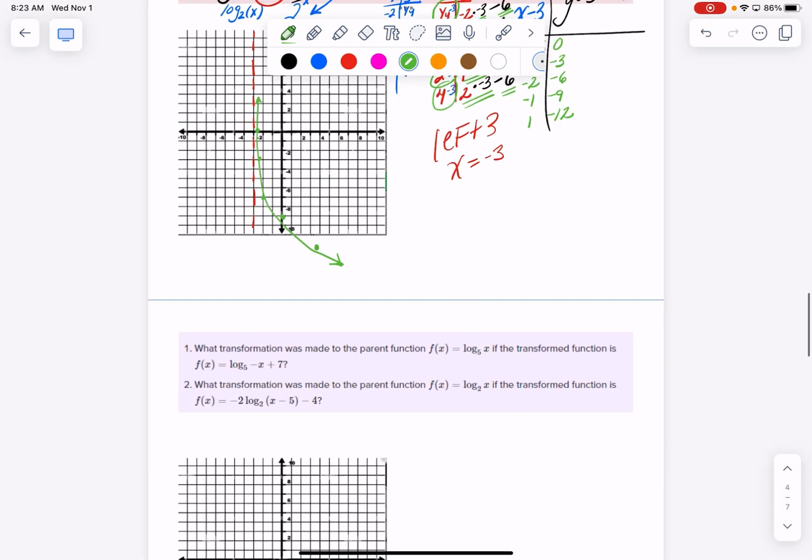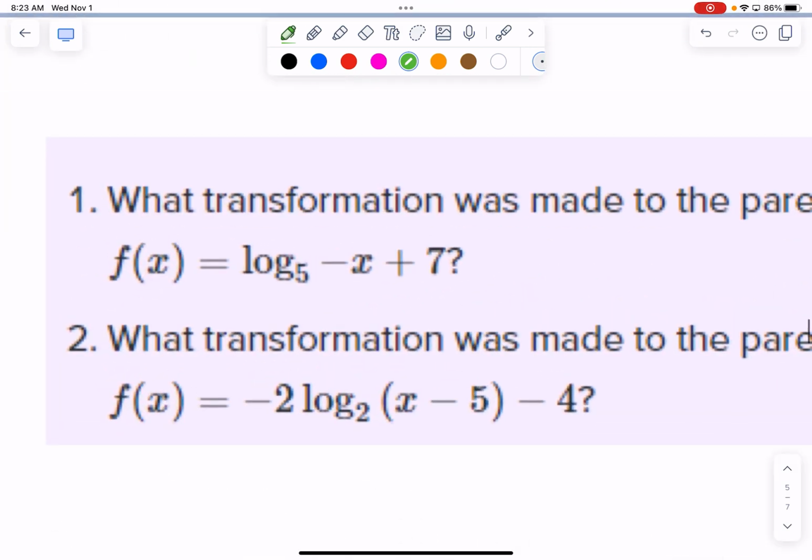Why'd you point at me first, Miss Bowman? Because you're always the statistic. I'm kidding.